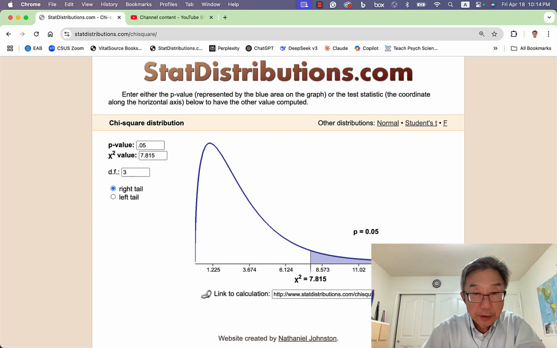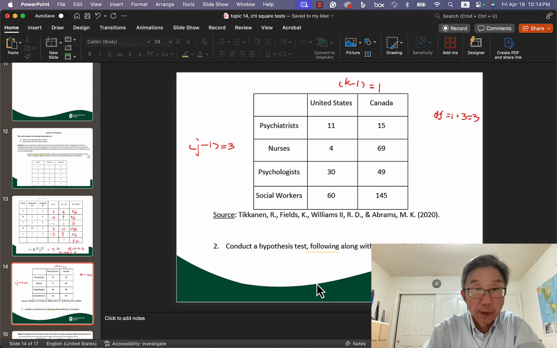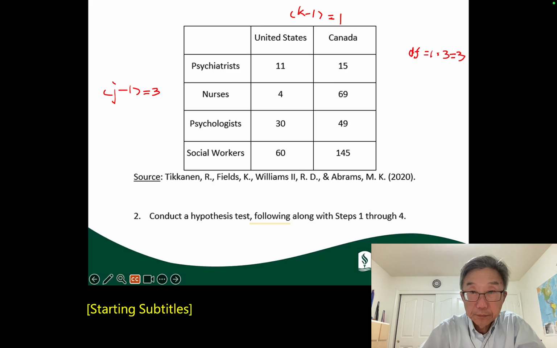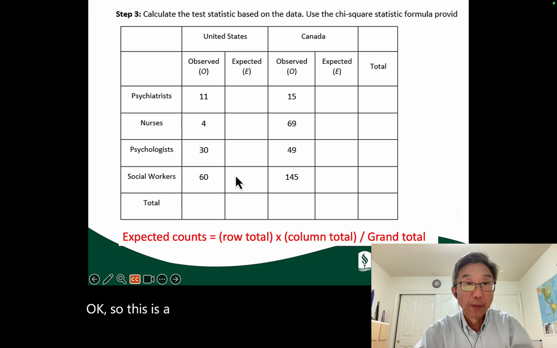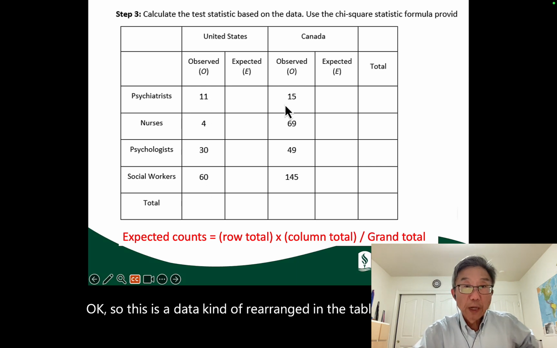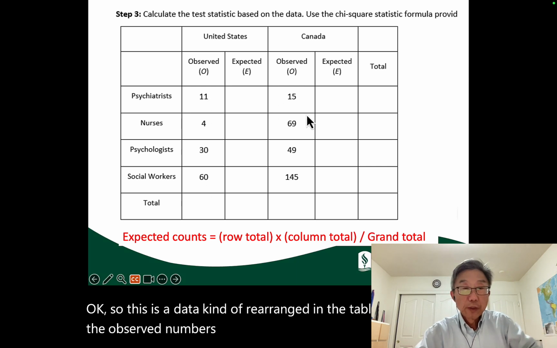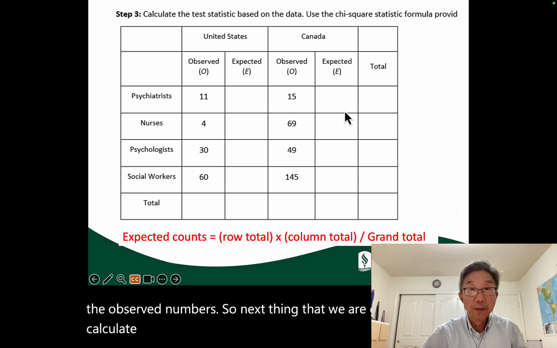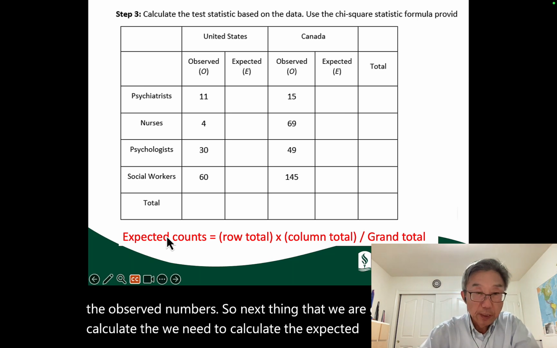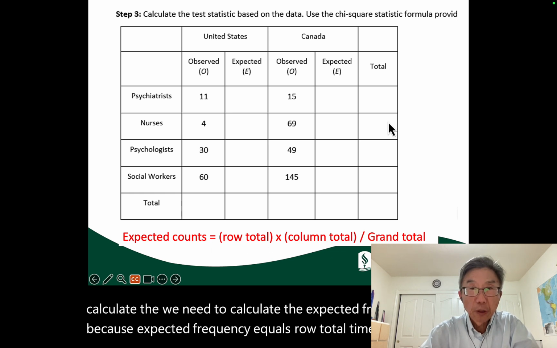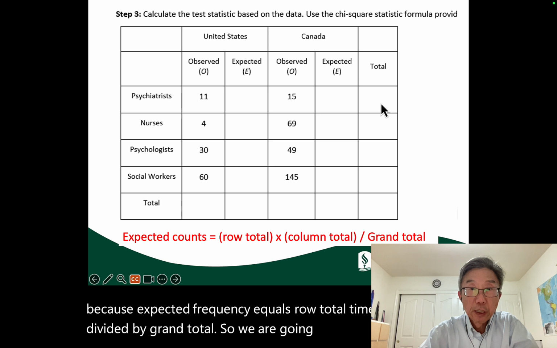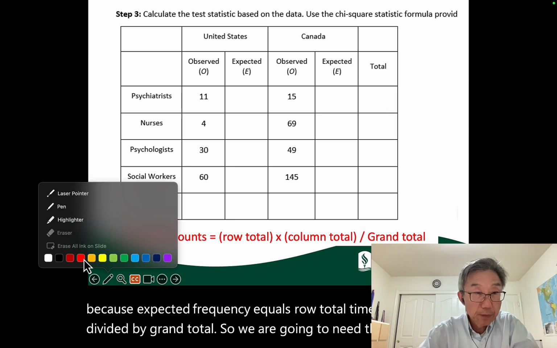Okay, so let's go back to our data and finish our calculation. This is the data rearranged in the table. These are the observed numbers. Next we are going to calculate the expected frequency. Expected frequency equals row total times column total divided by grand total, so we are going to need the row total first. So let's do that.